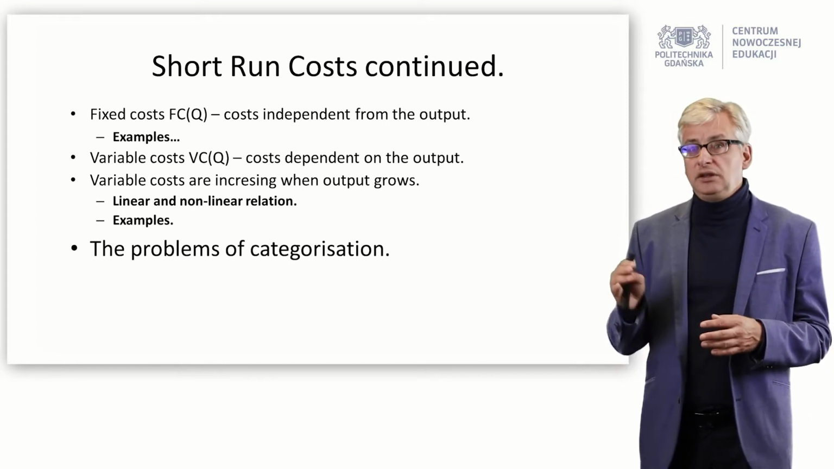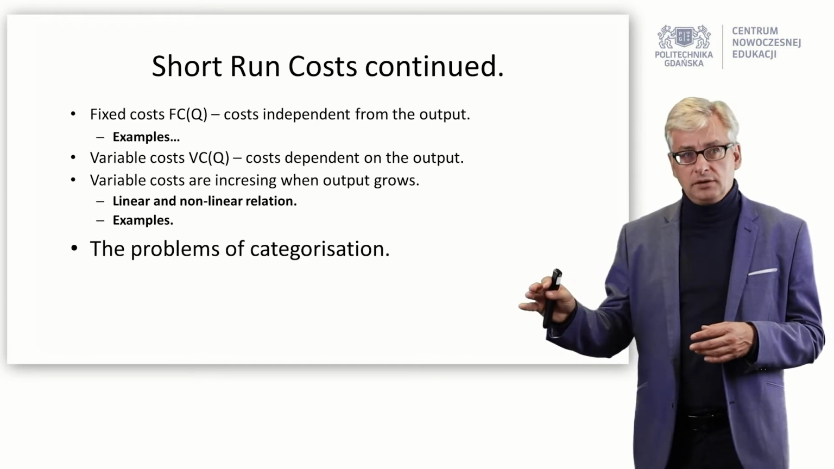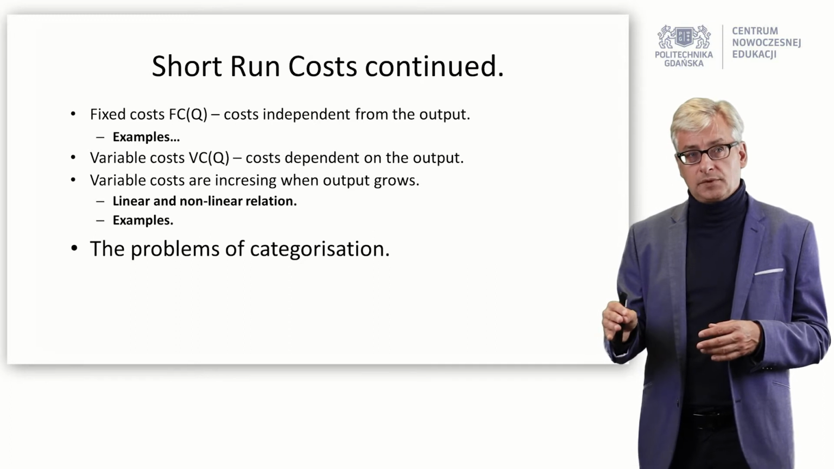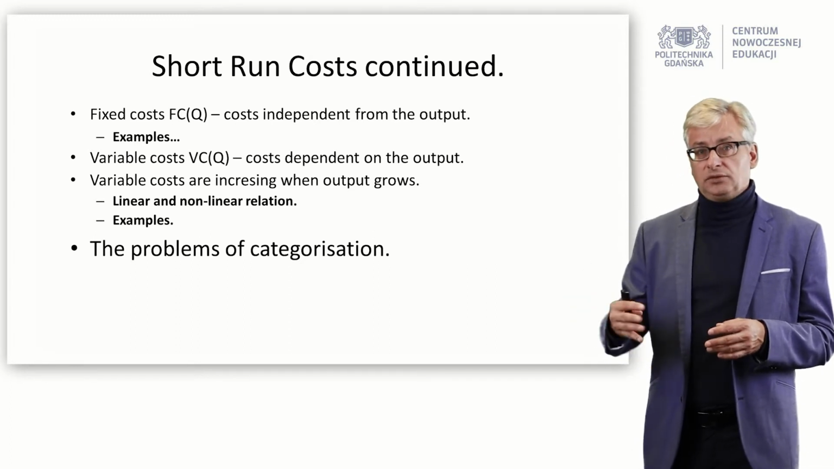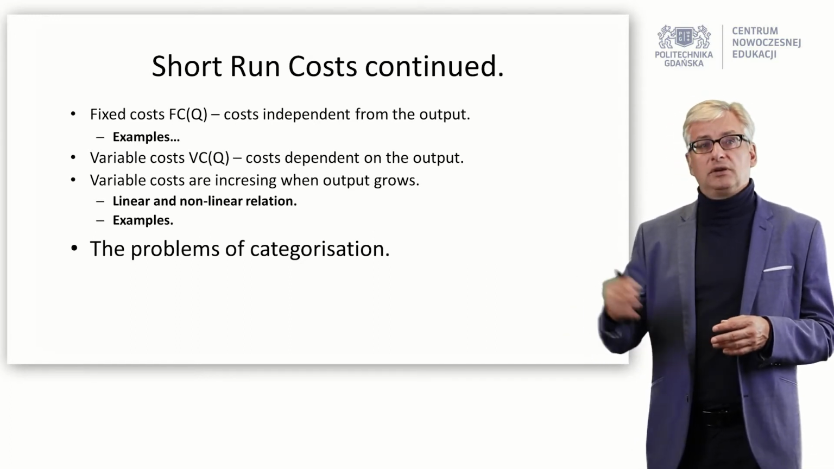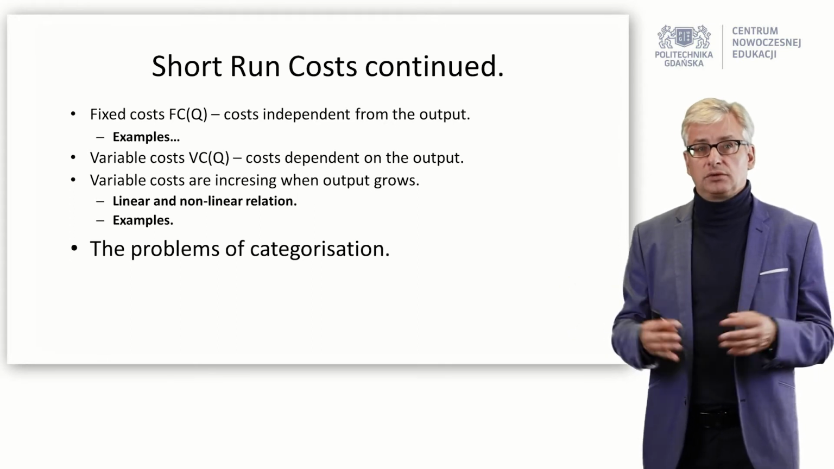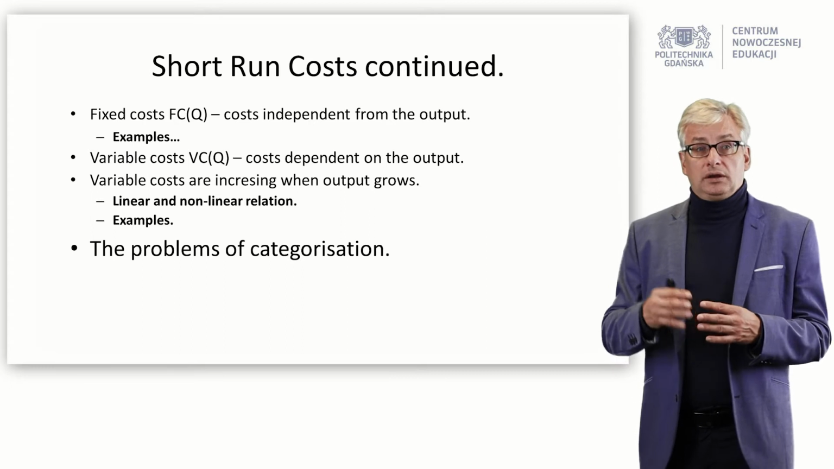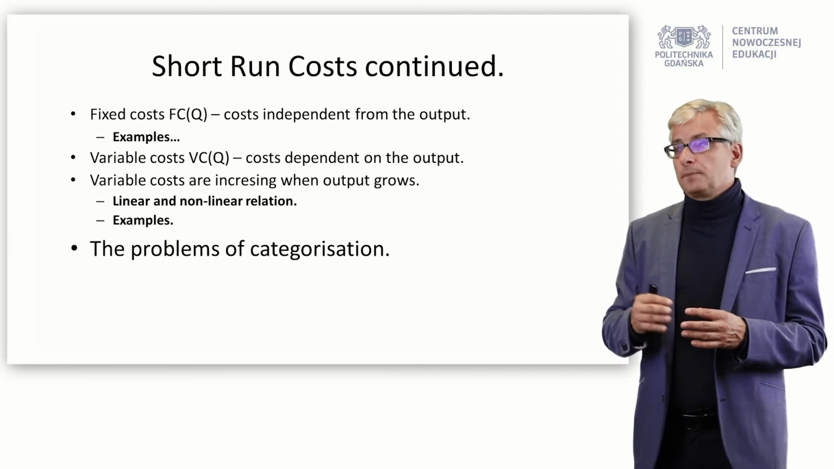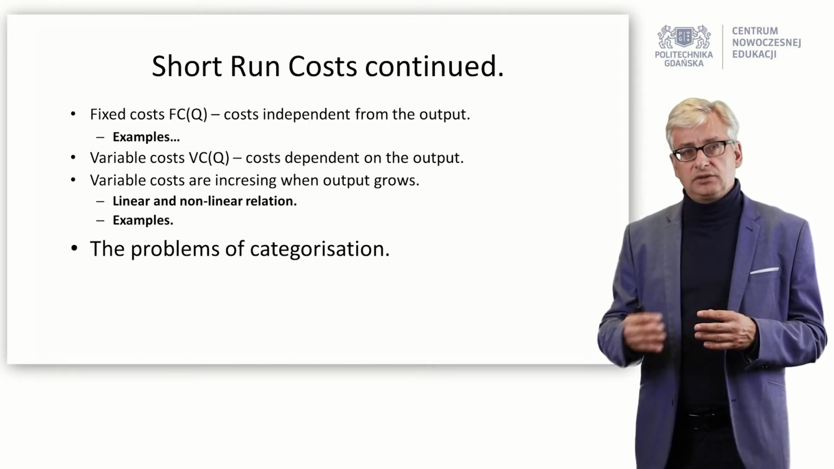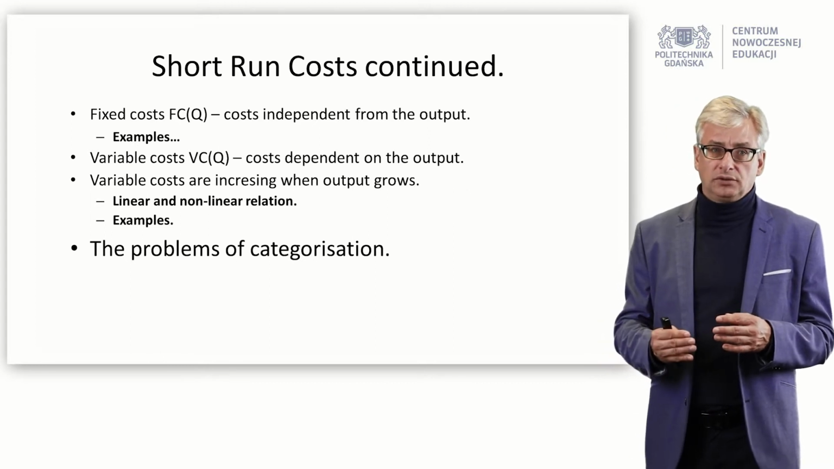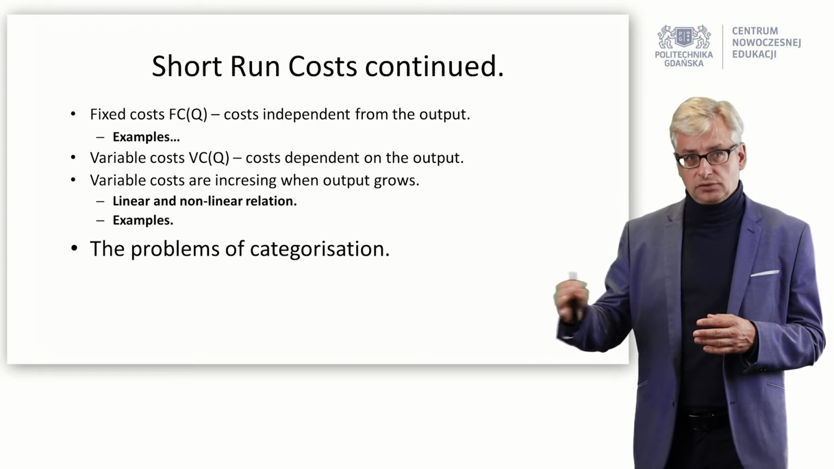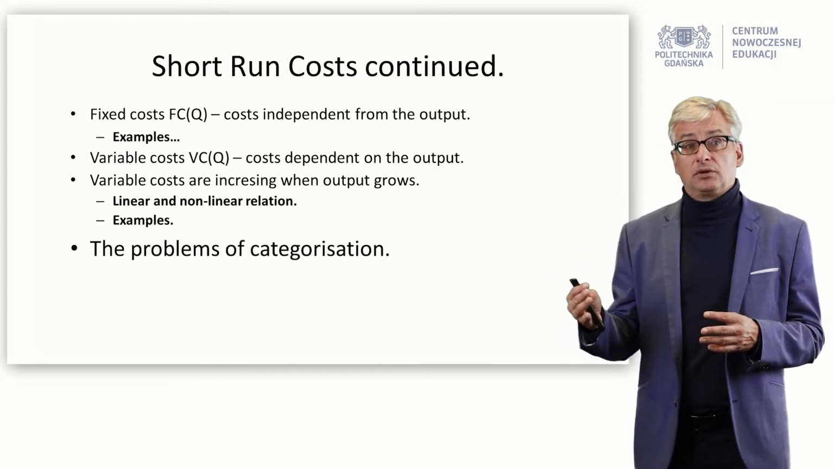For variable costs, we say these are costs that are dependent on the output. So actually, if you produce nothing, then you have no variable costs. But if your production is positive, I mean it is bigger than zero, then variable cost is something that you have to cover. They are related to the production in the sense that variable costs are growing when output grows. So the bigger production, the bigger costs.